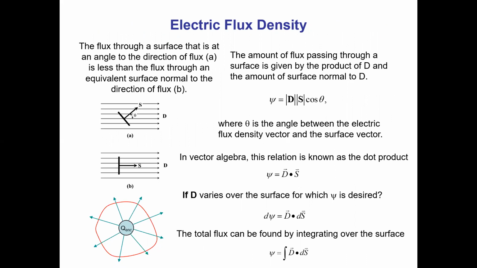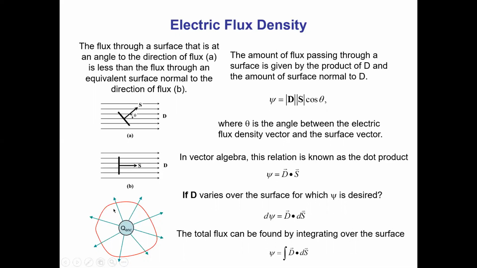What I've got here, all right, now, there are a lot of things that seem a little foreign. This symbol psi, the thing that looks like a pitchfork, that's called the amount of flux, and the units of that are in coulombs. Now, D, the electric flux density right here, is actually in coulombs per meter squared.